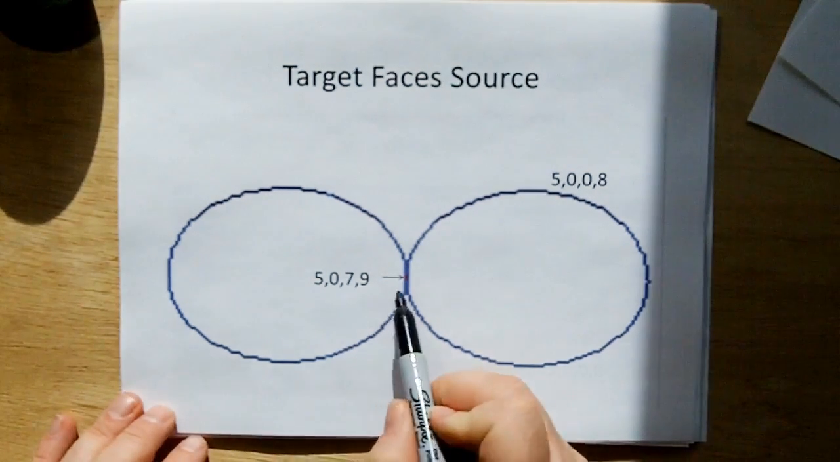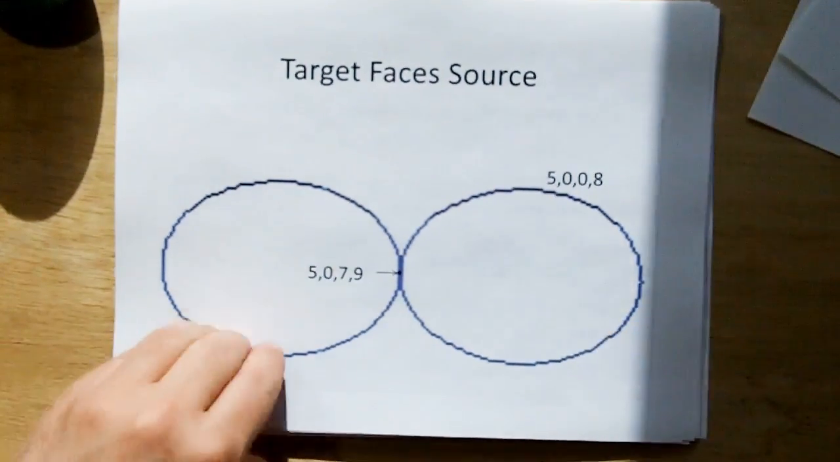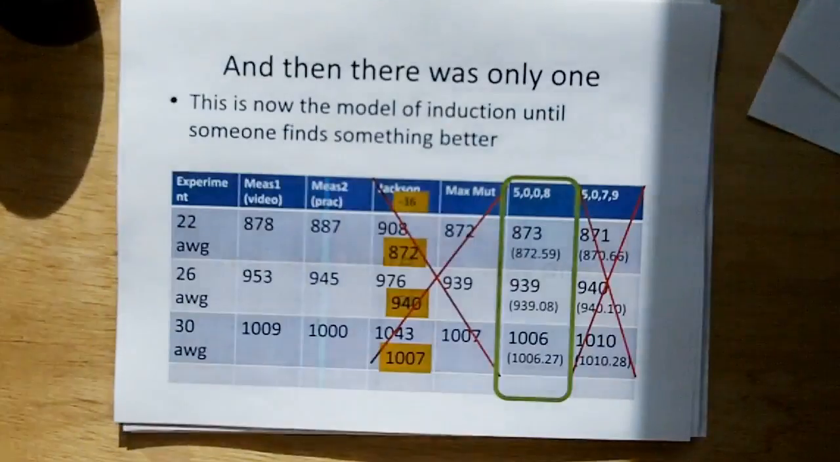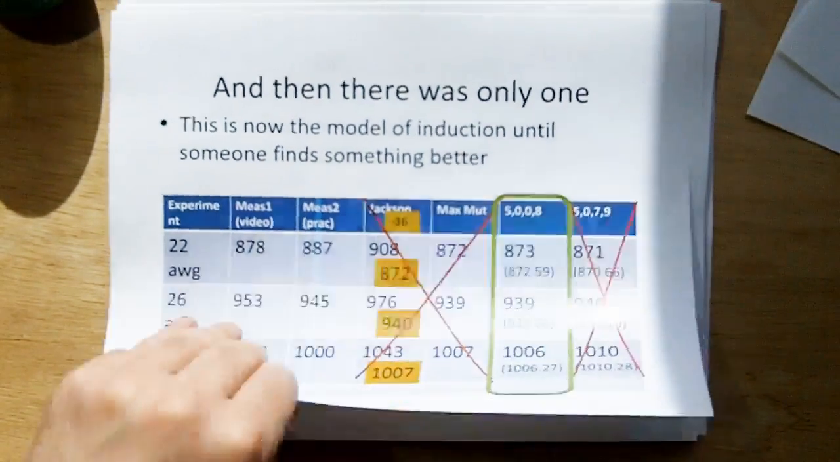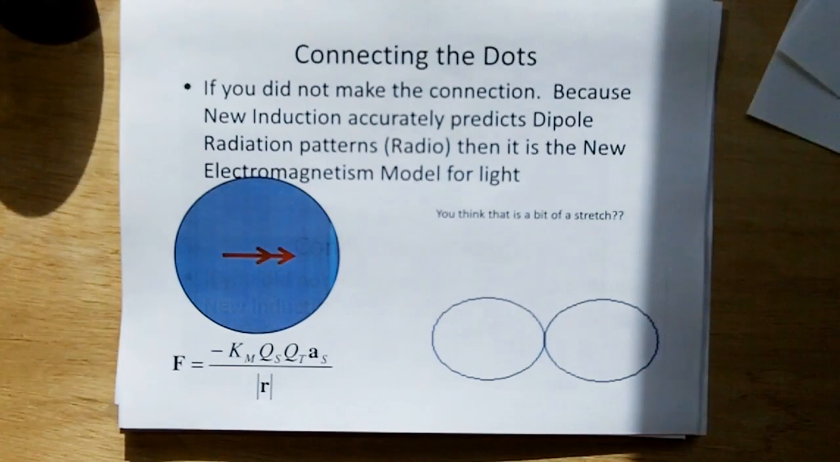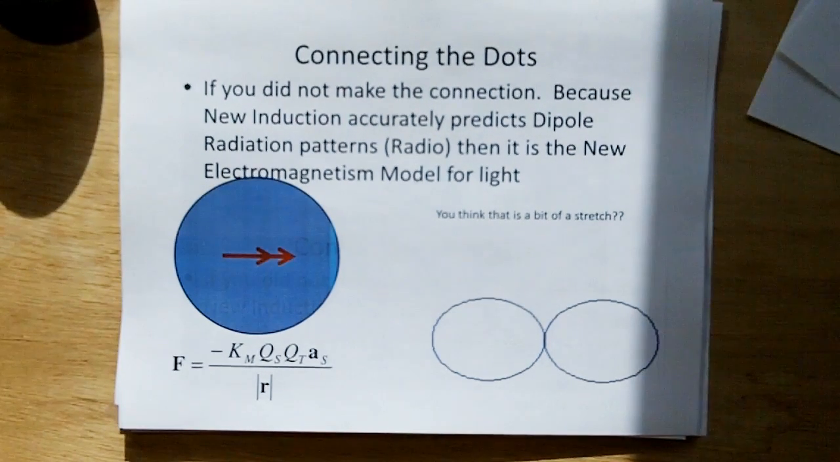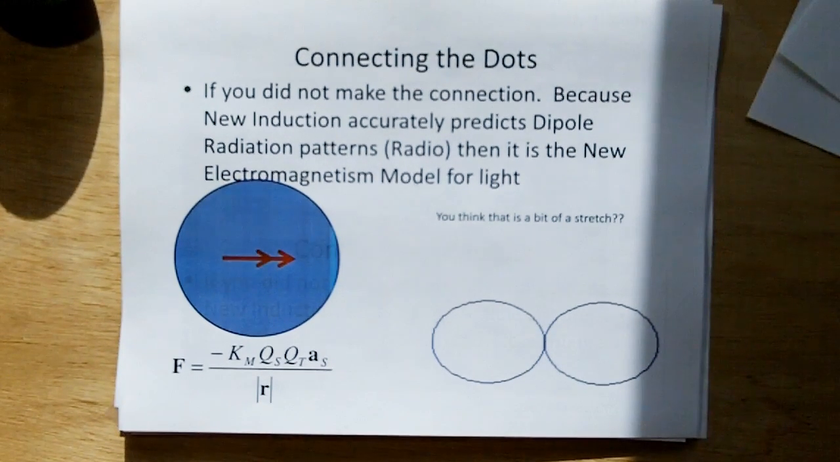And here's 5079, this little red dot. It's completely 0 all the way around. So the winner, my friend, is 5008. It gives a proper dipole pattern. That's the model we're going to use for induction until somebody, hopefully myself, finds something better, and with Ethereal Mechanics, I'm hoping to find something better. So if you did not connect the dots: because the new induction accurately predicts the dipole radiation pattern, it is the new electromagnetism model of light.